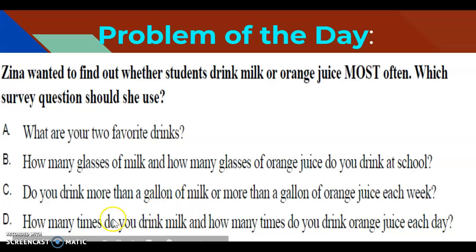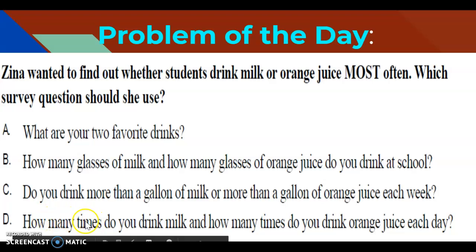All right, let's go down to the next one. How many times do you drink milk and how many times do you drink orange juice each day? Is that going to answer the question that Zena is really trying to figure out? So again, she wants to know whether students drink milk or orange juice most often. So in order for her to really find the answer to that, she needs to figure out how often they drink milk, how often they drink orange juice.